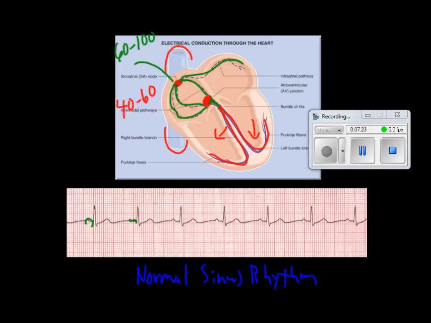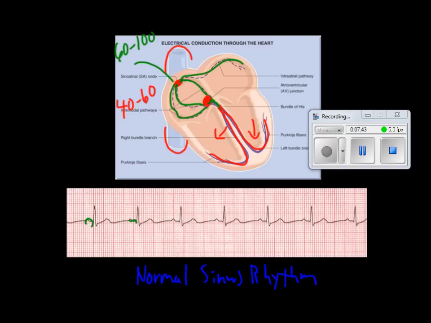Now, the normal intrinsic rate for this, depending on what book you read, 15 to 40, 20 to 40, it doesn't matter, it's all relatively the same. That's the normal intrinsic rate for these ventricles, but again, it's not normally 20 to 40 because the SA node sets the pace of the heart. So these ventricles are used to beating at 60 to 100 times a minute because that's what's required to sustain life.